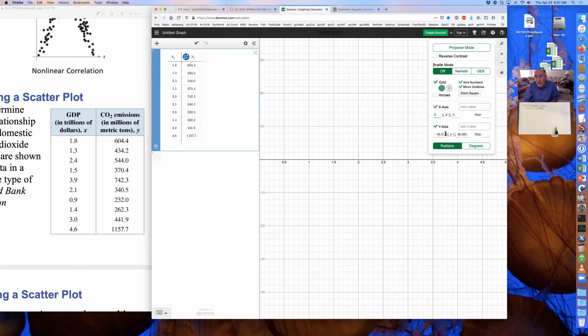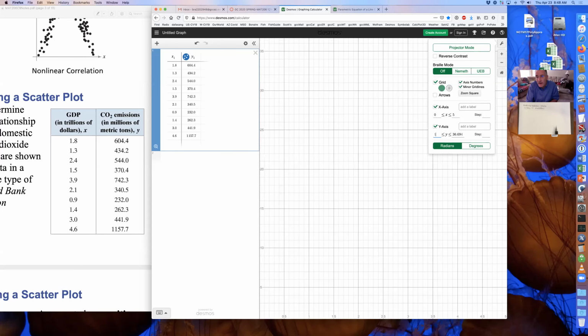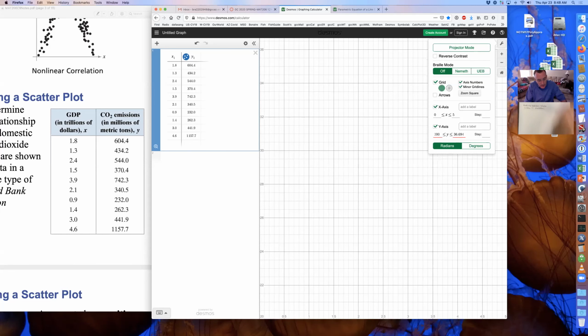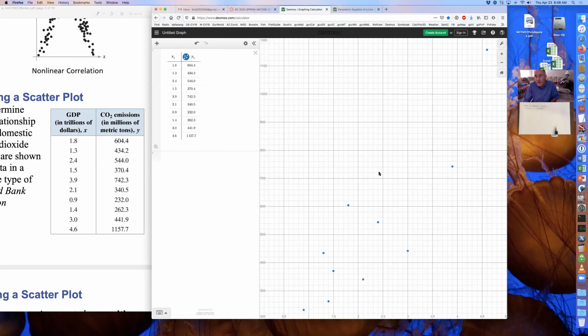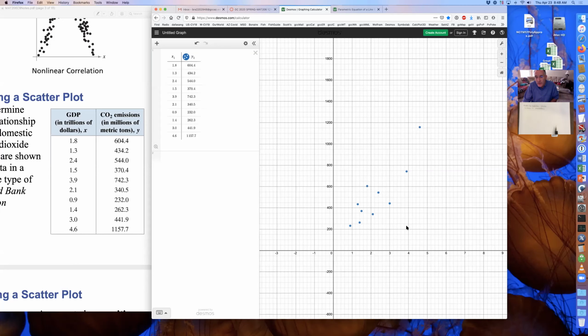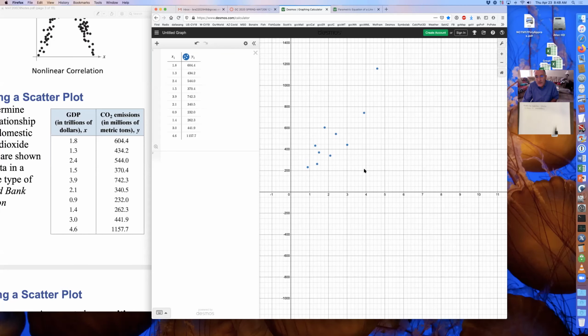And then where are my y values, right? And so in this case, it looks like my y values are somewhere between, I don't know, 200 and 1200 maybe. So I'd say maybe 200 to 1200. And then pop, there it is. There's all our values. Then if I scroll out a little bit, everything seems to be scaled pretty well. So that's a scatter plot.